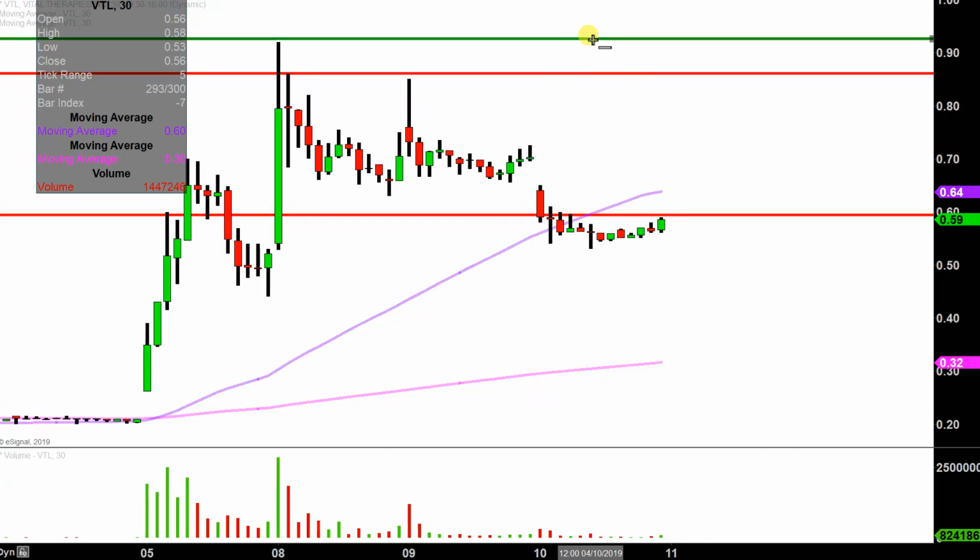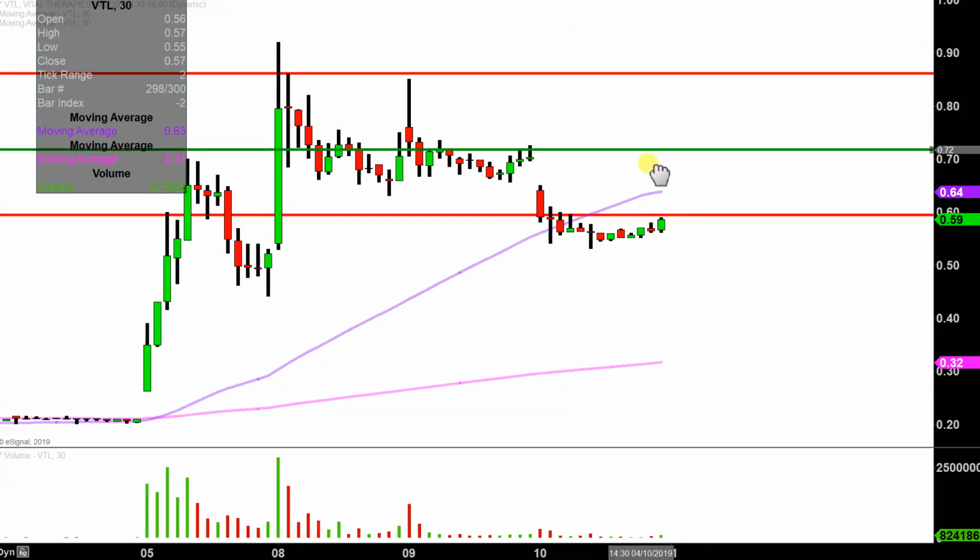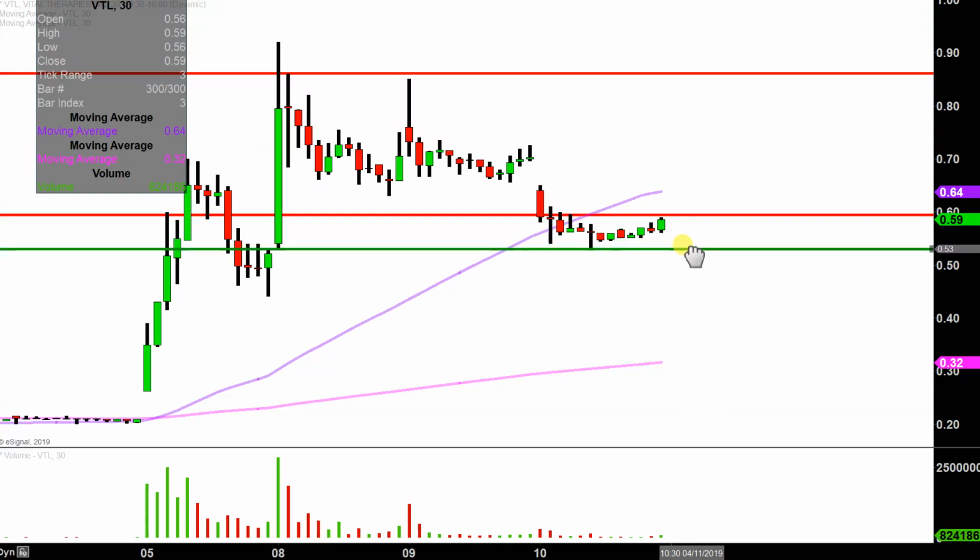What about levels of support going into Thursday? First level of support, nothing fancy behind it at all, other than the fact that that is where the bleeding stopped today, and that sits right there at 53 cents. So 53 cents is going to be that near-term level.